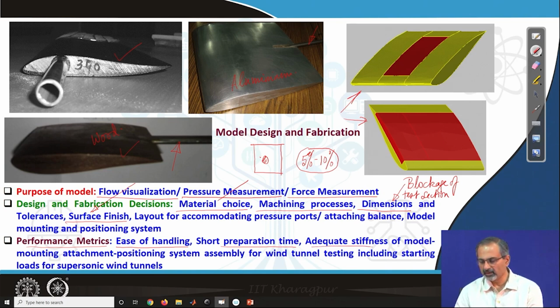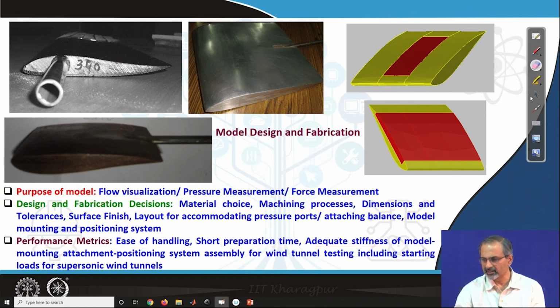Also, the stiffness of the model mounting, attachment and positioning system assembly for the wind tunnel testing has to be checked well in advance, and you have to make sure that they withstand the starting loads of a supersonic wind tunnel. Therefore, a lot of thought, multiple issues and considerations go into model design and fabrication.